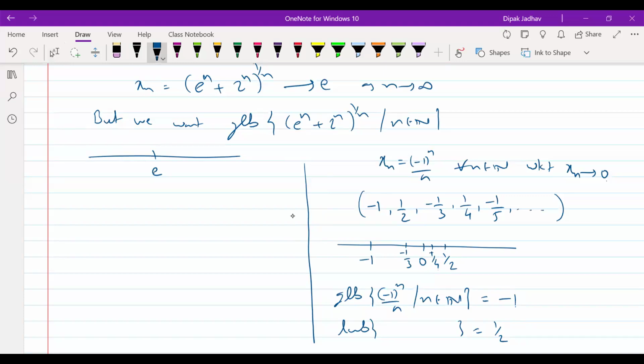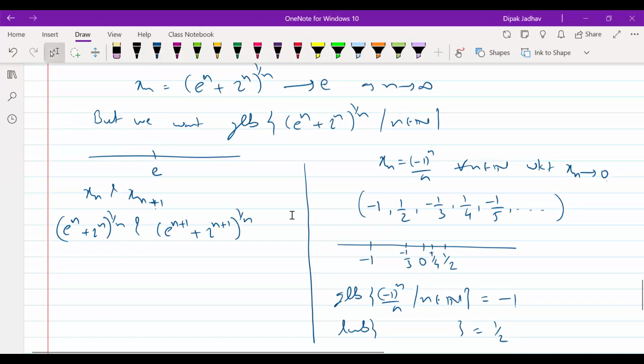Sir, can we check whether it is monotonic or not? You can check whether it is increasing or decreasing. But in that case, you need to compare the two terms, x_n and x_(n+1). x_n is (e^n + 2^n) whole raised to 1 by n, and x_(n+1) is (e^(n+1) + 2^(n+1)) whole raised to 1 by (n+1). This comparison you can do, but it may not be easy to compare these two terms.